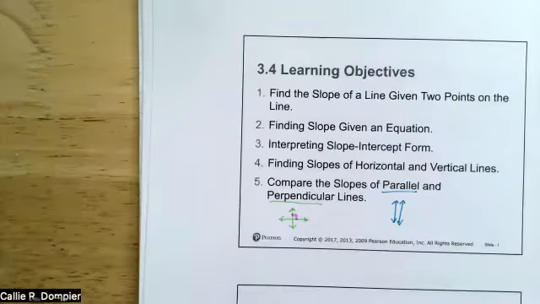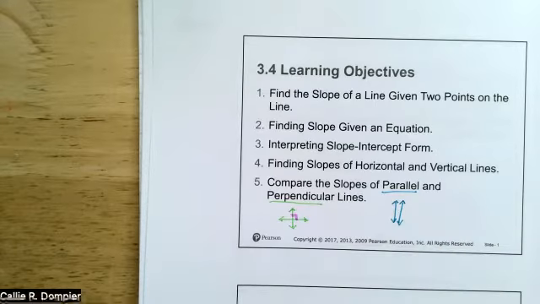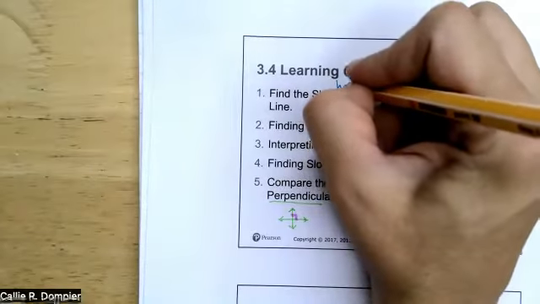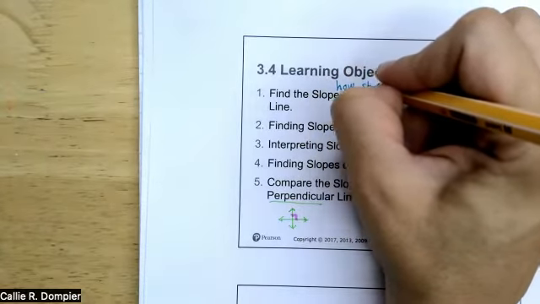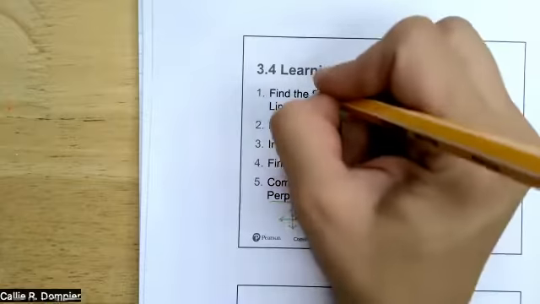Perpendicular lines, sometimes you see that triangle, it just means they're at a 90-degree angle from each other. So perpendicular looks like this, parallel looks like this. And the way you find out is by comparing the slopes. And the slope is a number to describe the steepness of a line. How steep a line is would be the slope.